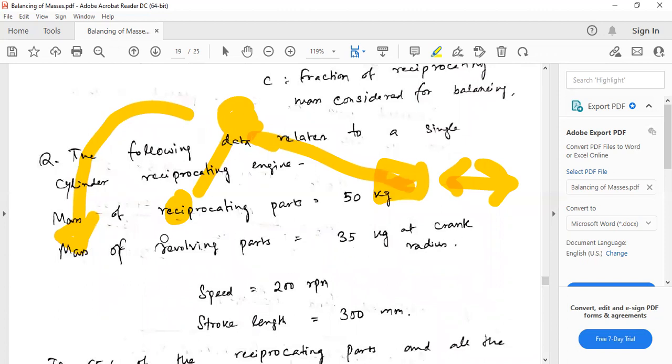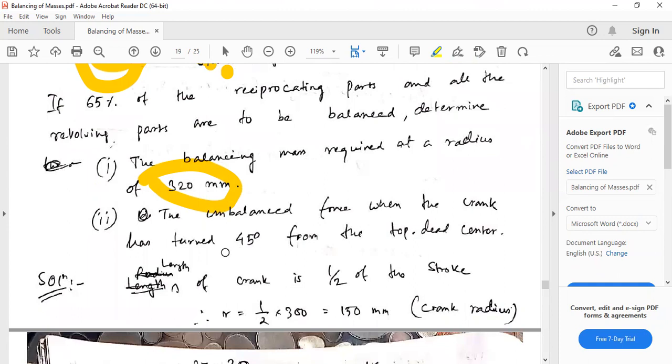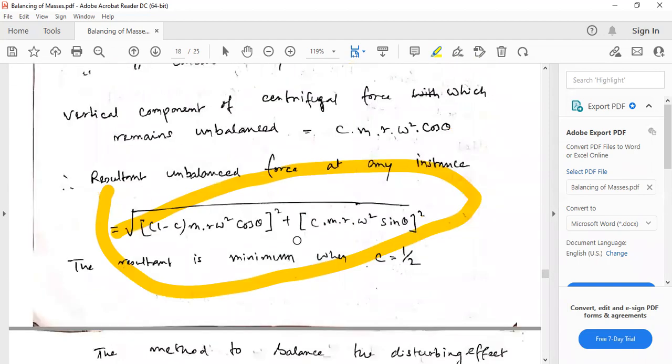So what is the total mass that has to be placed? That you need to find out. The total mass to be placed, and the radius at which it is to be placed, is given as 320. So a balancing mass has to be placed at a radius of 320. What is the value of the balancing mass? That is what is asked. And the second one is the unbalanced force when the crank has turned 45 degrees from top dead center. You know the value of the force is given by this equation.